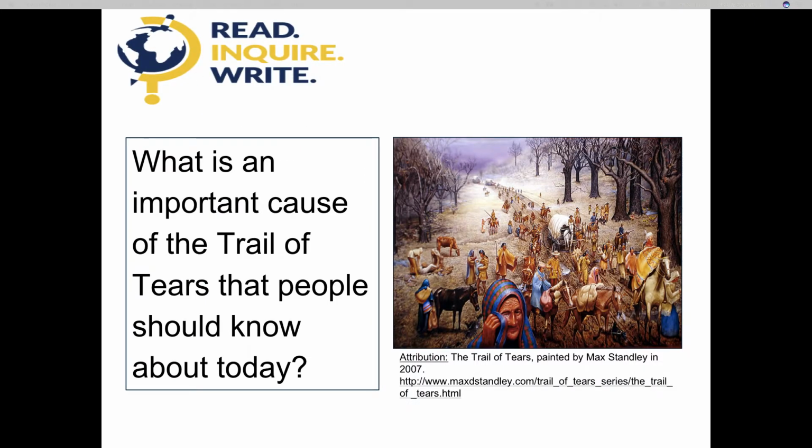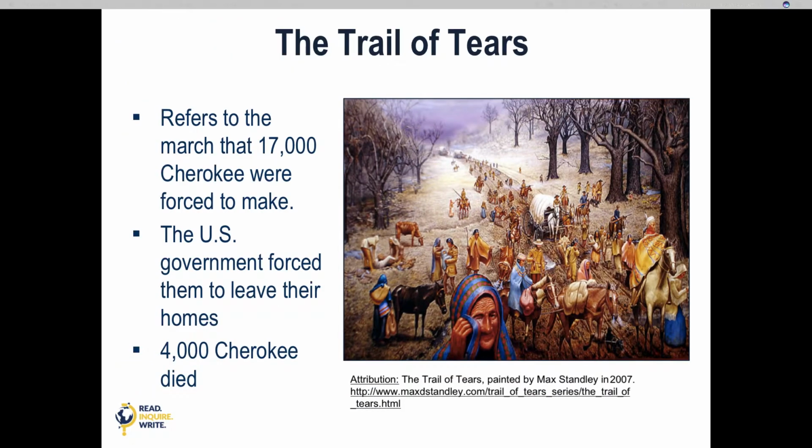In this investigation, you're trying to respond to the central question, what is an important cause of the Trail of Tears that people should know about today? But first, what was the Trail of Tears? The Trail of Tears refers to the march that 17,000 Cherokee were forced to make. The U.S. government forced the Cherokee to leave their homes, and 4,000 Cherokee died on this march. This experience is known as the Trail of Tears. You will learn more about this during our investigation.